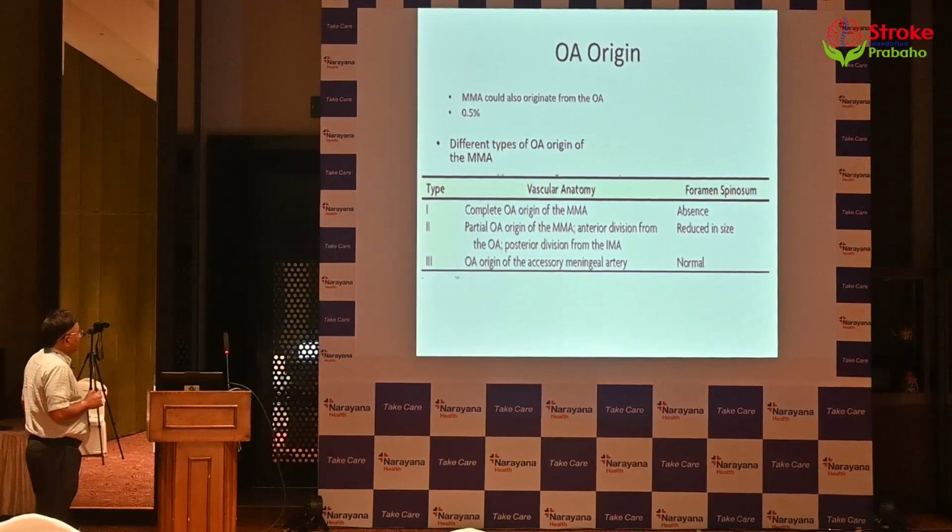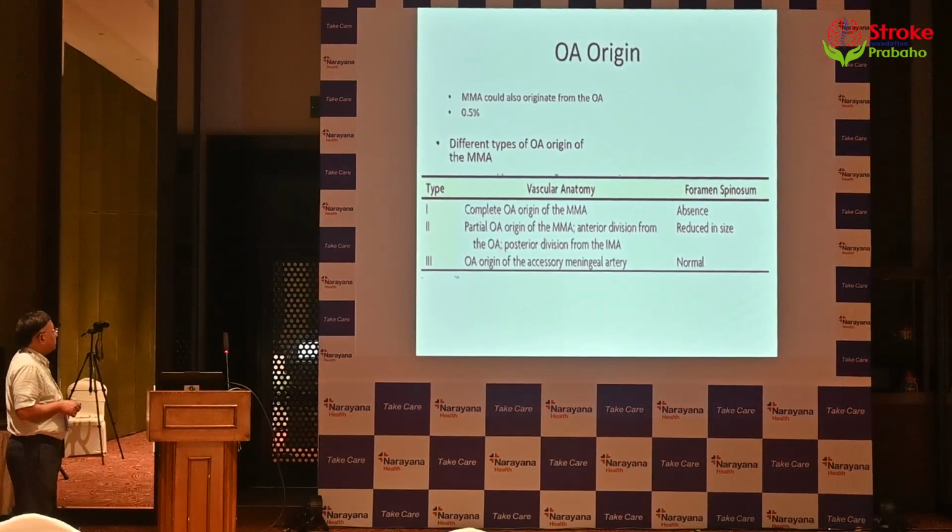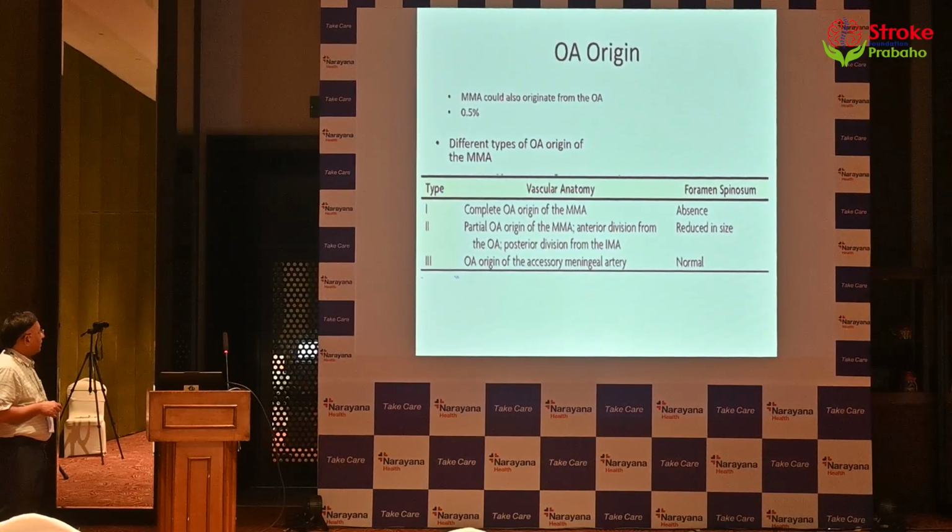This was shown by Dr. Deep yesterday. So the middle meningeal artery has various variations. The middle meningeal artery can arise from the ophthalmic artery in 0.5% of cases.